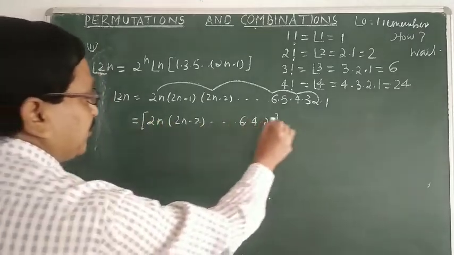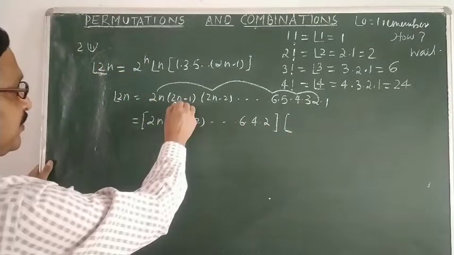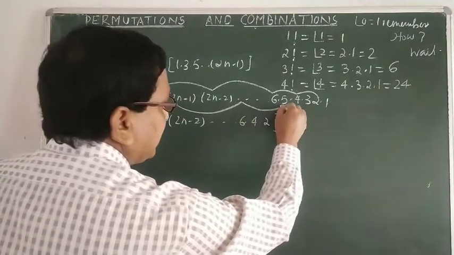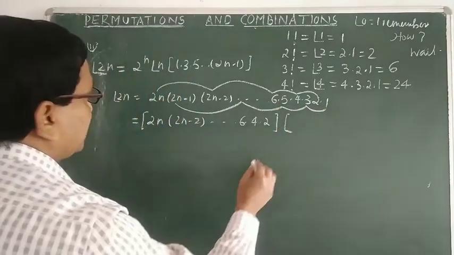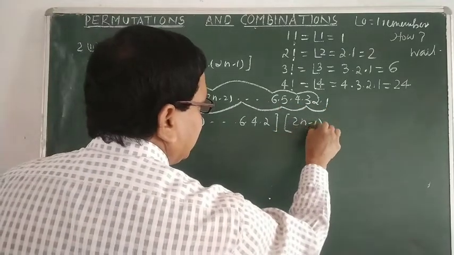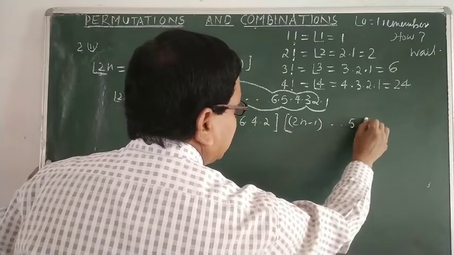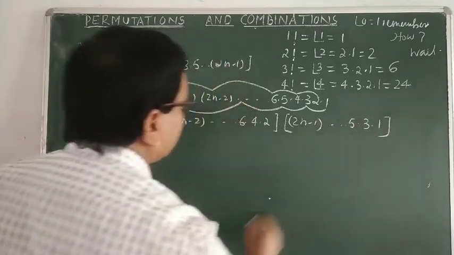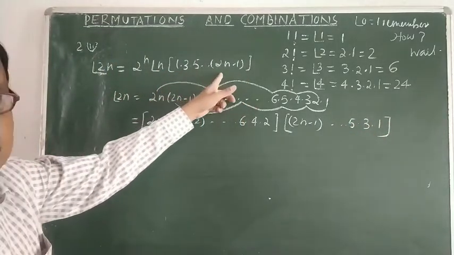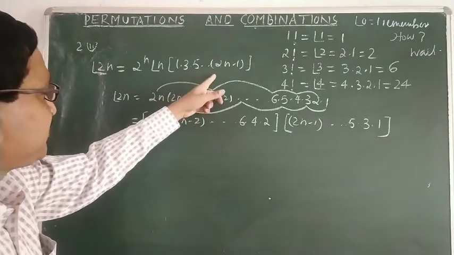So in the first group: 2n, 2n minus 2, dot dot dot, 6, 4, 2. And in the second group these are the left ones: 2n minus 1, dot dot dot, 5, 3, 1. So this part has been proved.